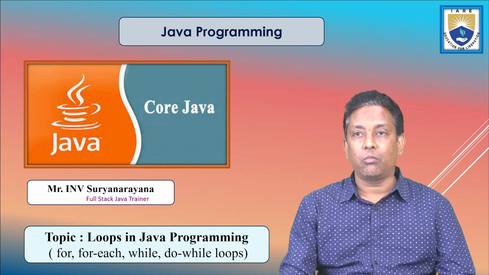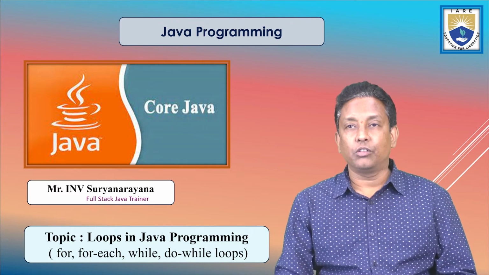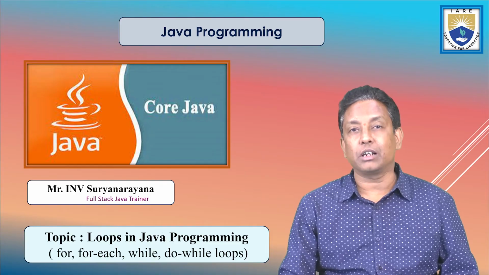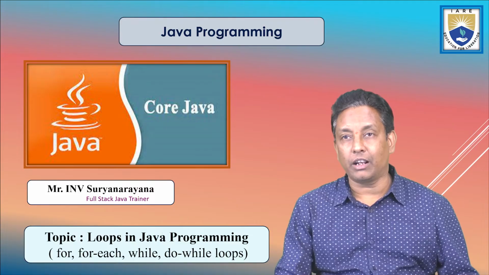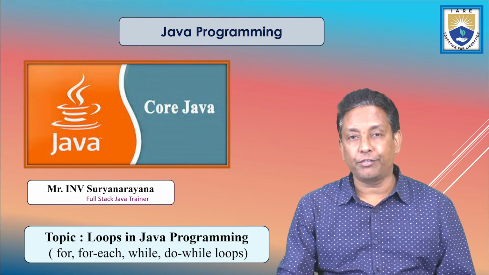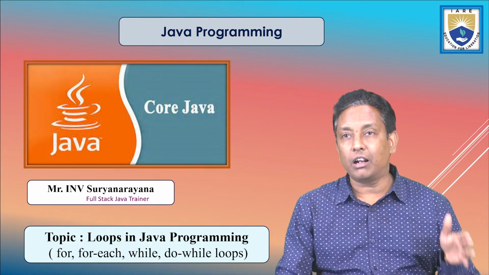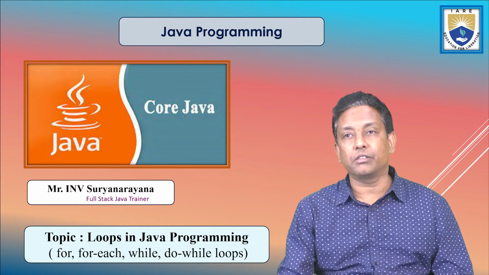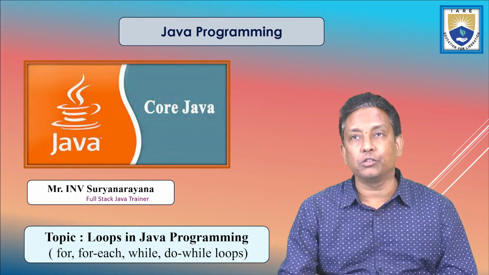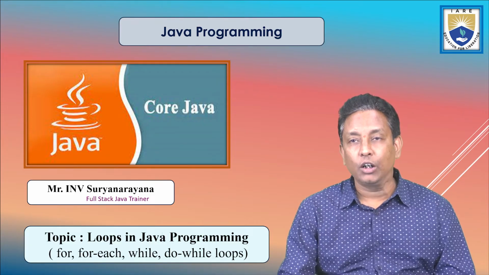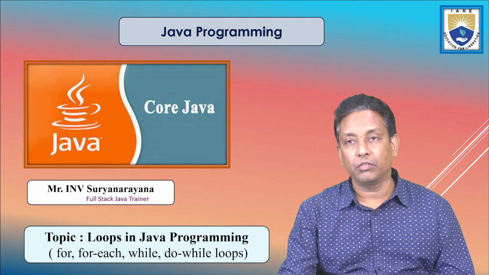Today's topic is how to implement loops in core Java. Loops and conditions, these two come under the control structures topic. Conditions are already completed: if, switch, and ternary come under conditions. Coming to the loops, we have four varieties of loops: for loop, for each loop, while loop, and do while loop. So altogether we have four types of loops.